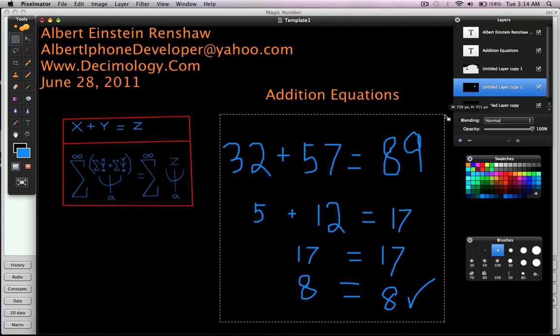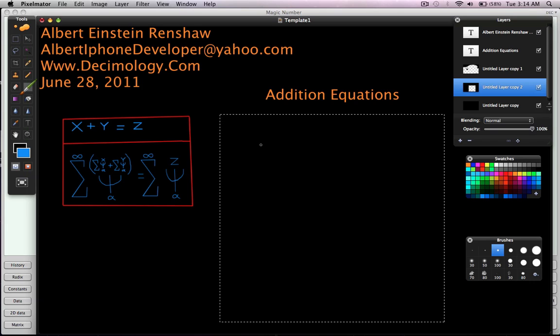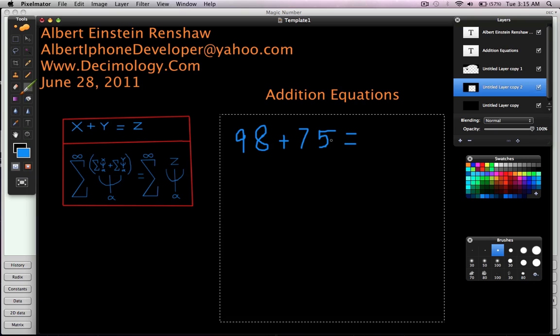But let me show you with larger numbers. This is the part where it starts not making sense, like, oh, algebra can't explain this. So we'll say 98 plus 75. 5 plus 8 is, I'm sorry, I was doing my math in my head. 98 plus 75 is 173.